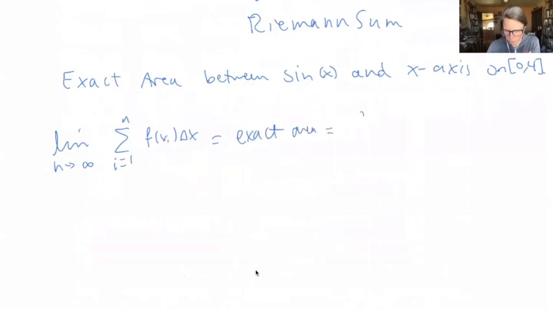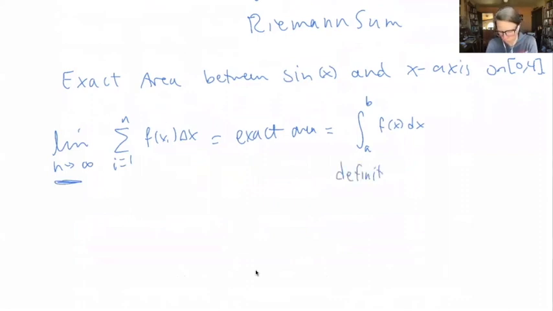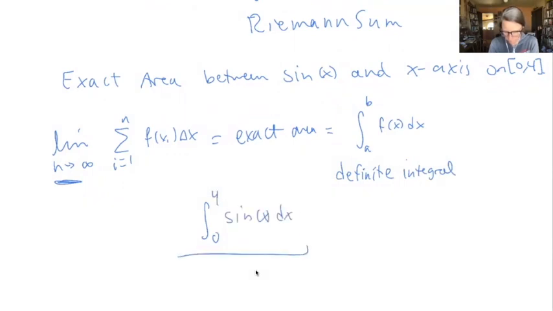And we're going to use this notation to describe exactly what we mean by the exact area. The exact value of the sum, once we let n go to infinity, is called a definite integral. So in this case, if we wanted the integral from 0 to 4 of sine of x dx, this is going to give us the exact area between sine of x and the x-axis on the interval from 0 to 4.